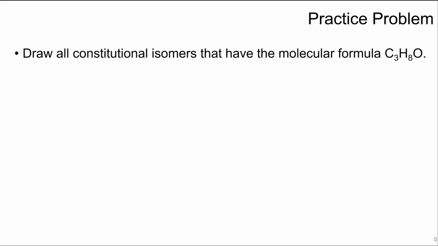So we're going to draw constitutional isomers for a molecule with the formula C3H8. So the first thing you want to do is remember that the definition of a constitutional isomer has the same molecular formula. It's connected differently. We're going to look at one thing here. So we want to remember carbon makes 4 bonds.